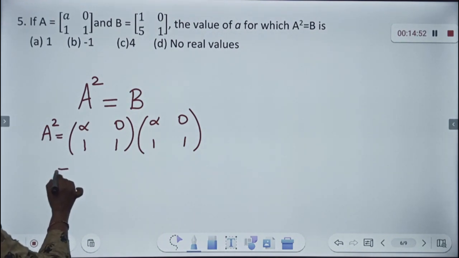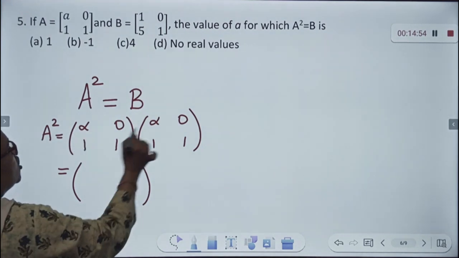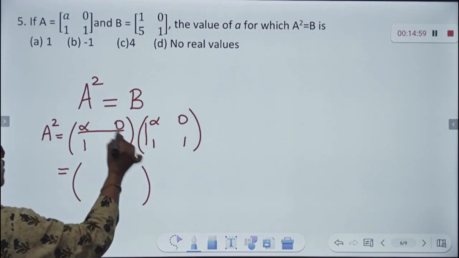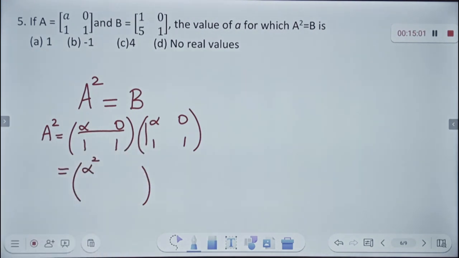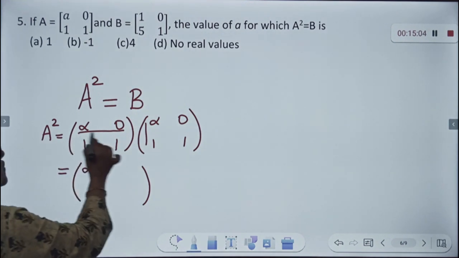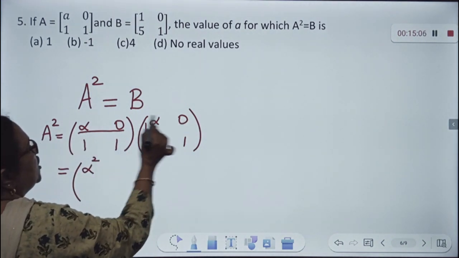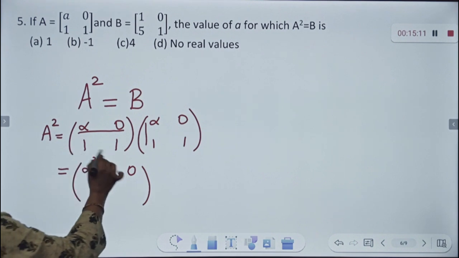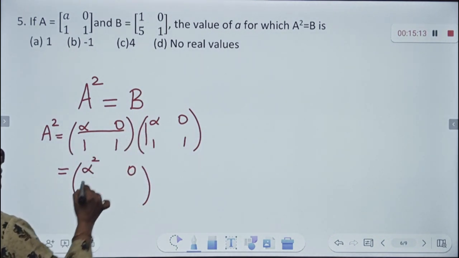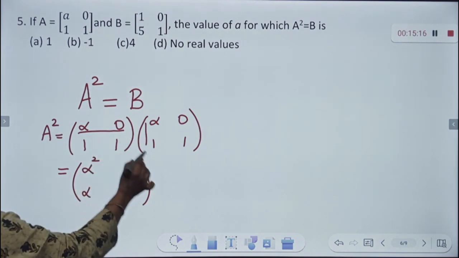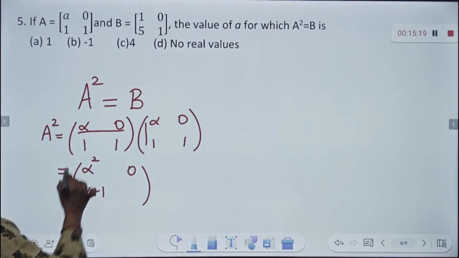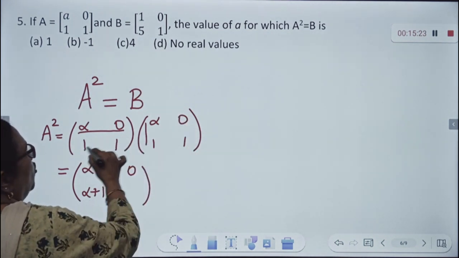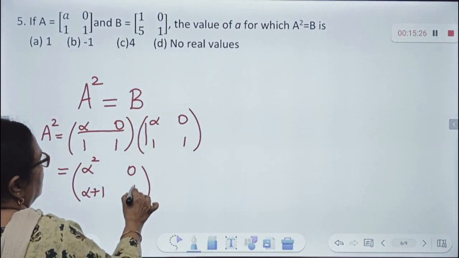Now further, first row, first column. So what will I get? First row, first column, alpha square plus 0 is alpha square. Then first row, second column, alpha into 0 plus 0 into 1 is 0. Then second row, first column, 1 into alpha is alpha plus 1 into 1 is alpha plus 1. Then second row, second column, 1 into 0 is 0 plus 1 into 1 is 1.